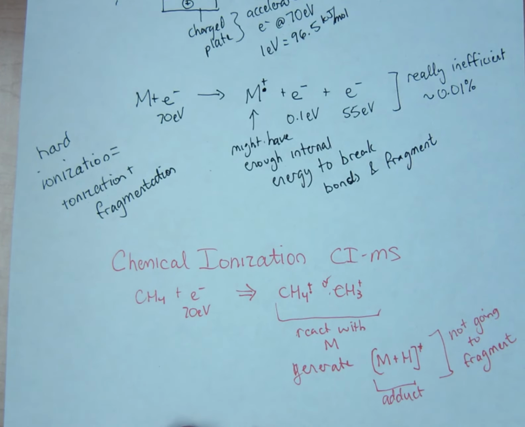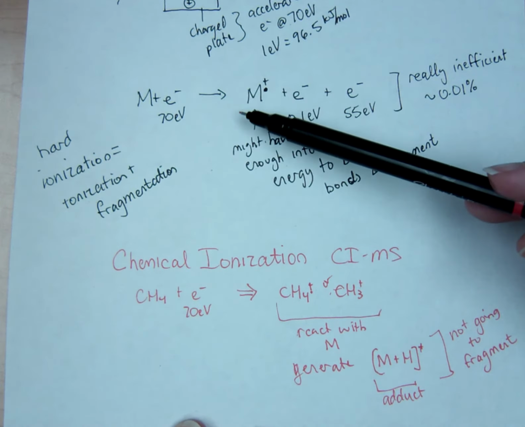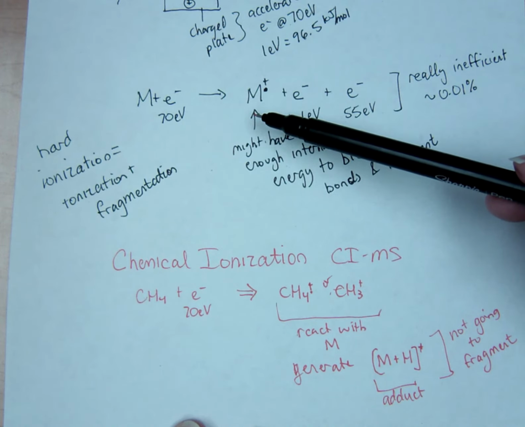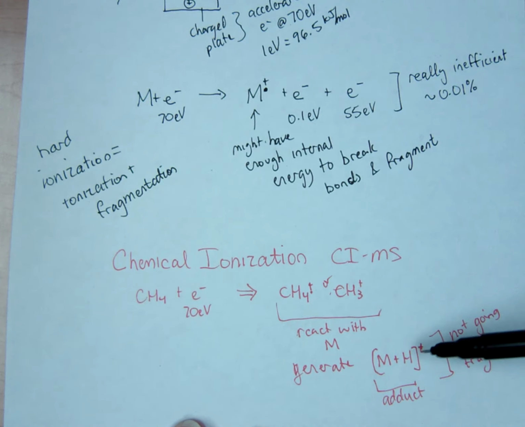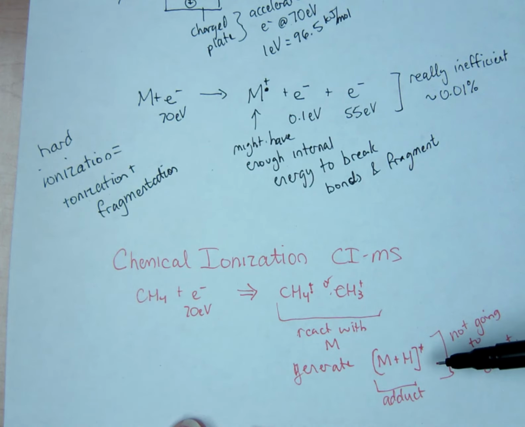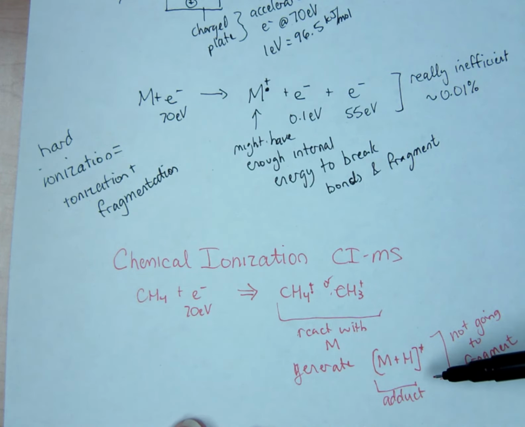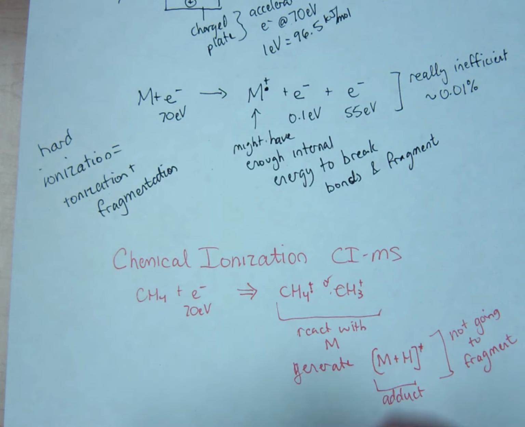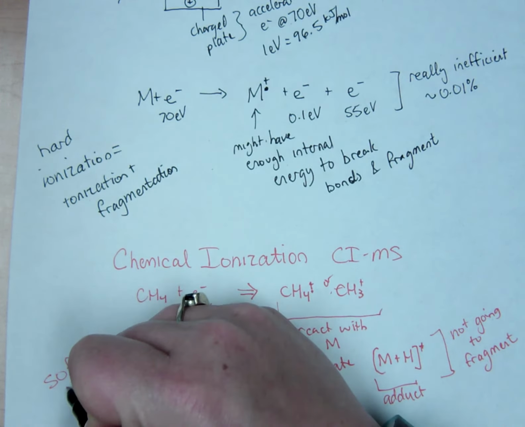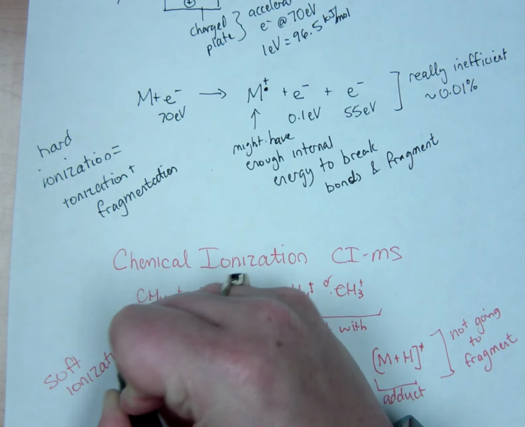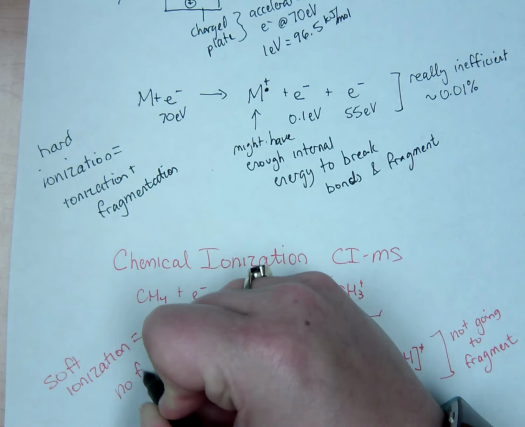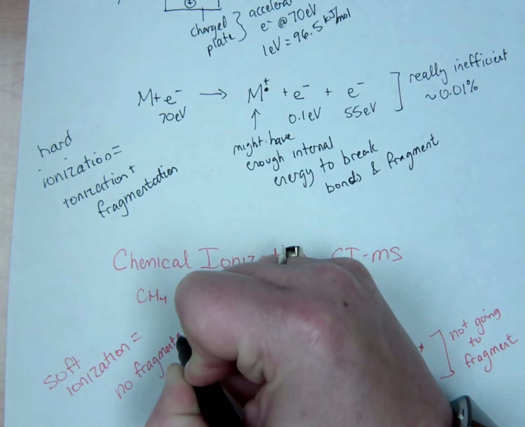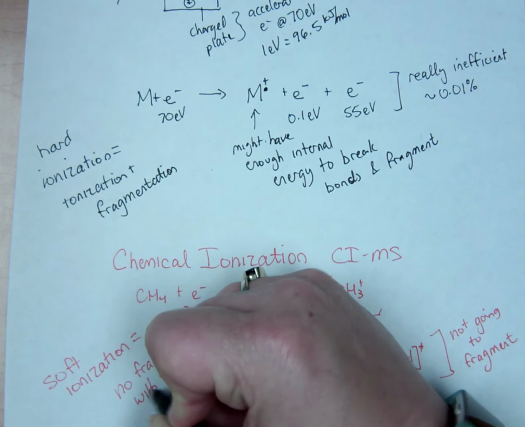This means that whereas up here we would see lots of fragmentation, this ion here is going to oftentimes fall apart. We may not see the intact ion. Here we will see the intact adduct all the time, and we may not actually see any fragmentation. In fact, it's very unlikely to give any fragmentation at all. We would call this type of method a soft ionization. So we're getting no fragmentation with the ionization.